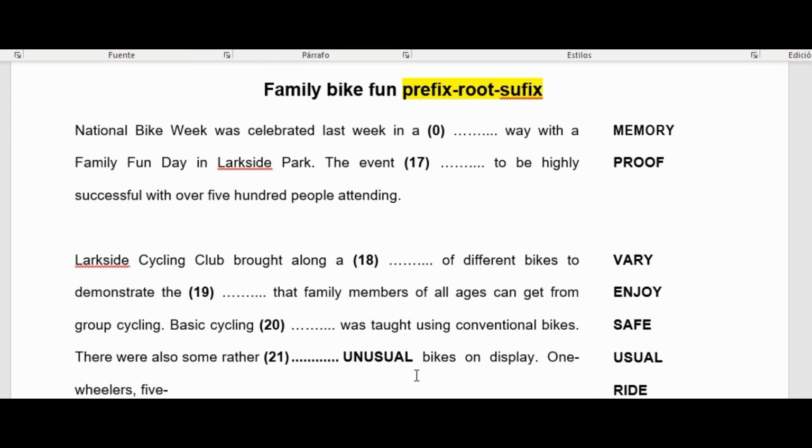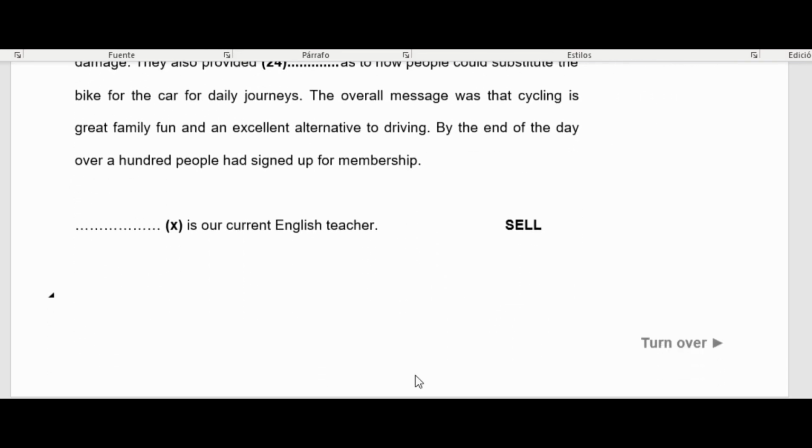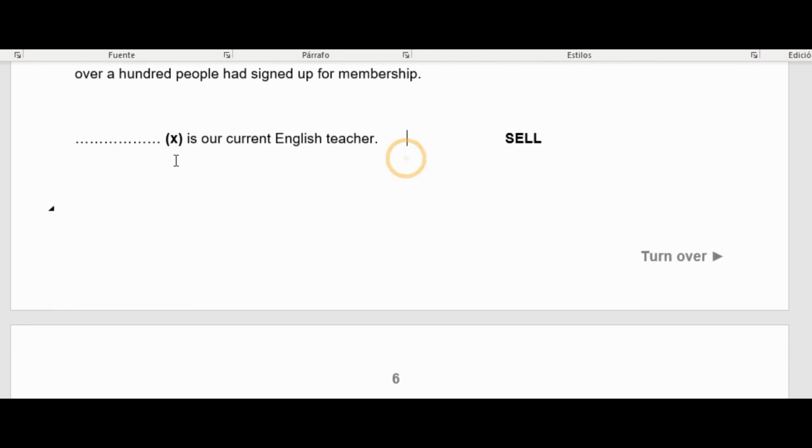Now let's do one normal example. Right, so one positive example if you want to see it that way. I have example X. Blank is our current English teacher and our word is self. Here we can also add another prefix. In this case, prefix Ross. And then we make Russell.